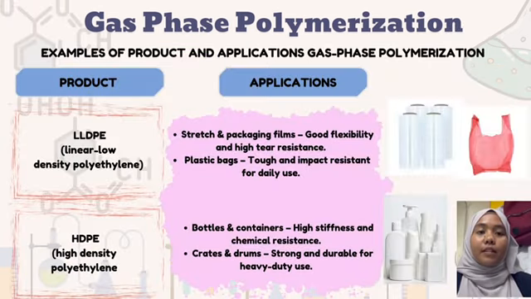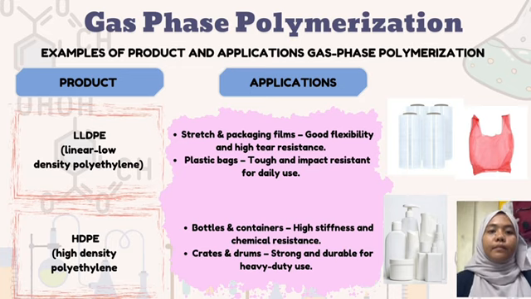And last but not least, examples of products and applications of gas-phase polymerization. For linear low-density polyethylene, we get stretch and packaging film. There are good flexibility and high tear resistance, and plastic bags, tough and impact resistant for daily use.